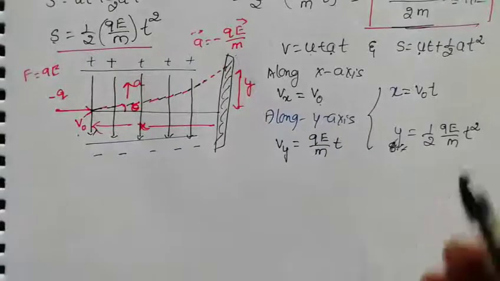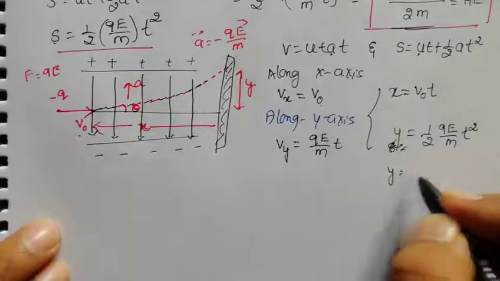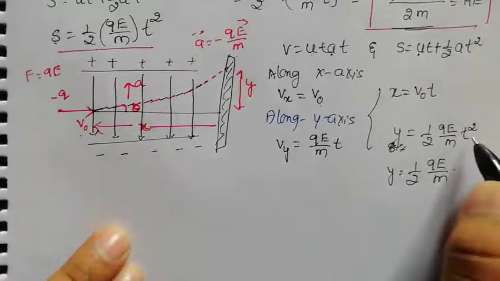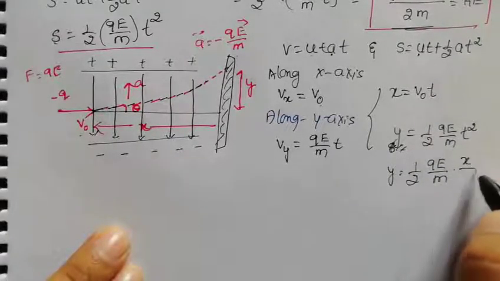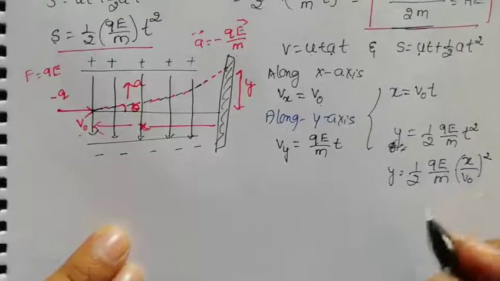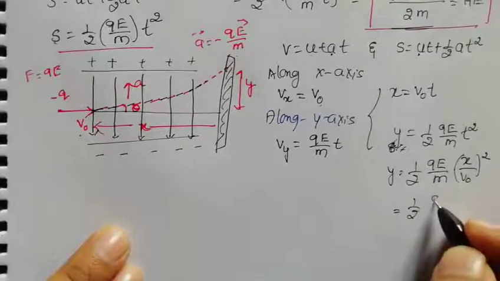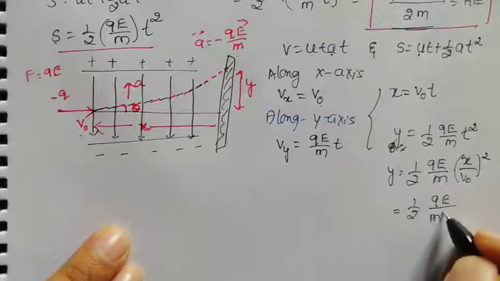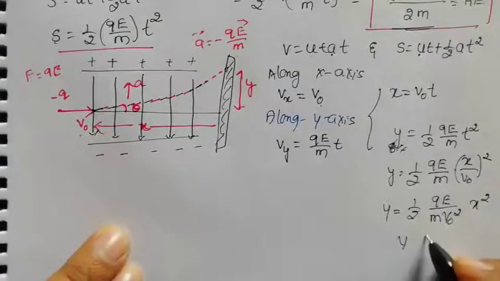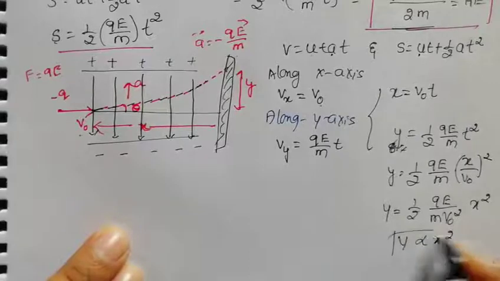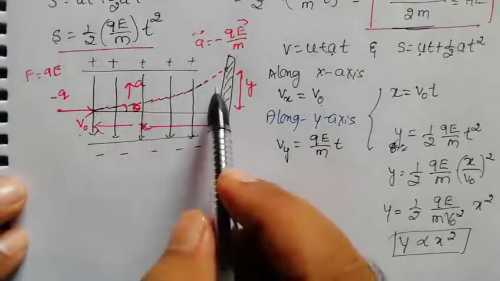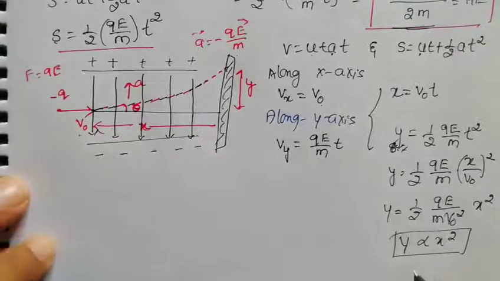Now from this we can simplify: y equals 1 by 2 qE by m into t square, where t square becomes x by v naught whole square. Yes or no? If you simplify, you get 1 by 2 qE by m v naught square into x square, that is y. So I can write y proportional to x square. The meaning is that this particle is going to cover a parabolic path. What type of path? Parabola.